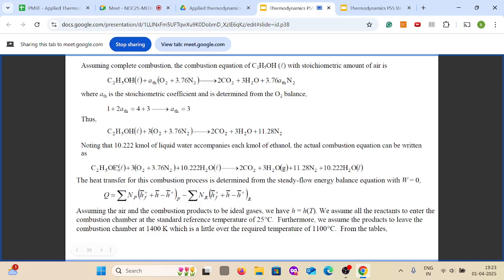Here ethanol is in liquid form. With the solution, we have 1 mole of ethanol reacting with 3 moles of air, and each mole of ethanol will contain 10.22 moles of water in the solution. So 10.22 moles of water to give 2 moles of CO2. So it's the same product plus additionally the water.